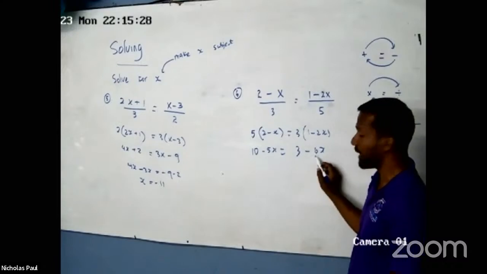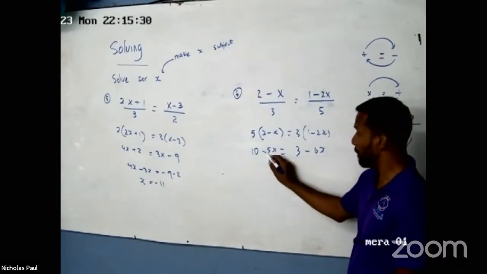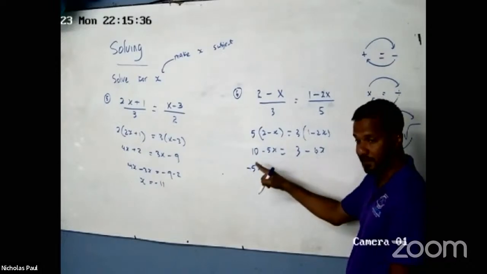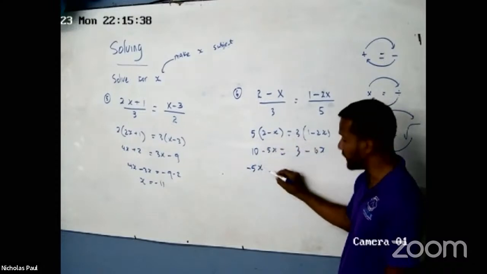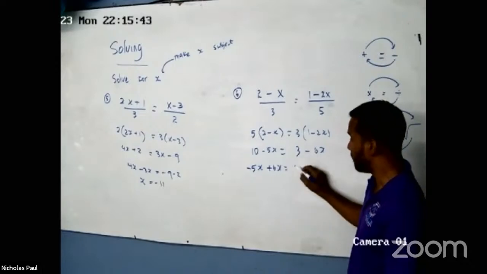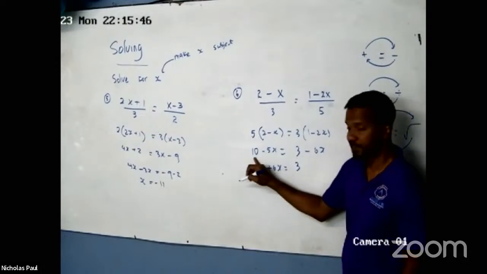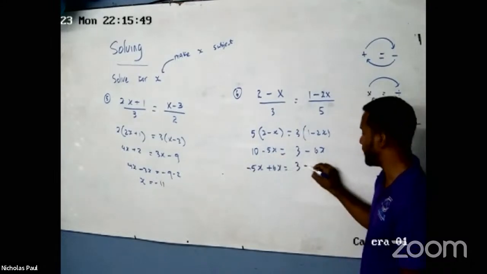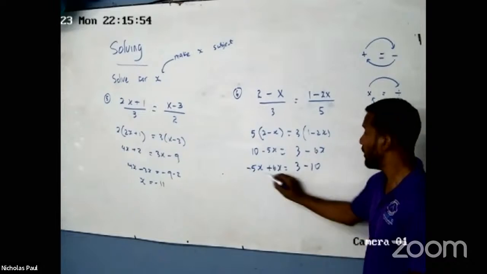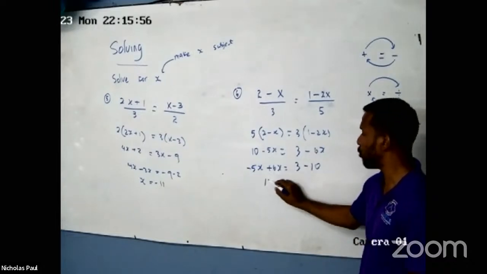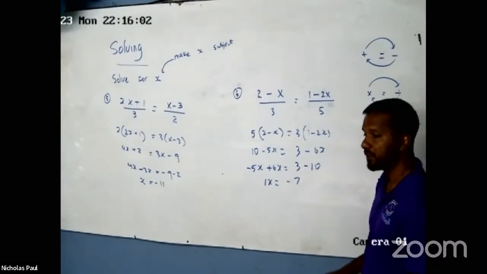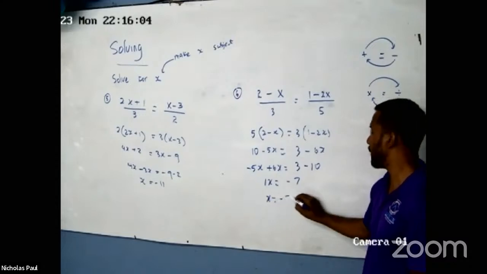Next, you bring the x's together. My minus 5x stays right here, but this minus 6x I want on the left hand side. So I'm moving it across the equal sign, so it becomes plus. The positive 3 stays right here, but the positive 10 is moving across the equal sign to become minus 10. Minus 5 plus 6 is 1. 3 minus 10 is minus 7. That's it. The answer is x is equal to minus 7.